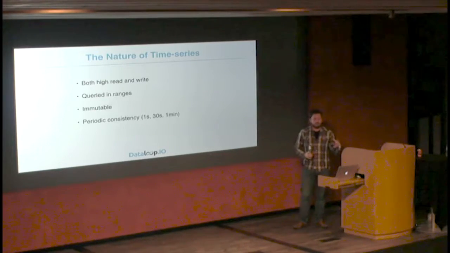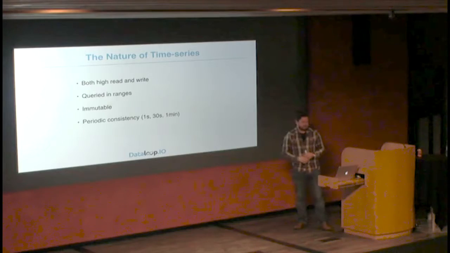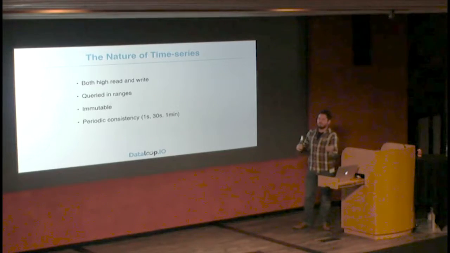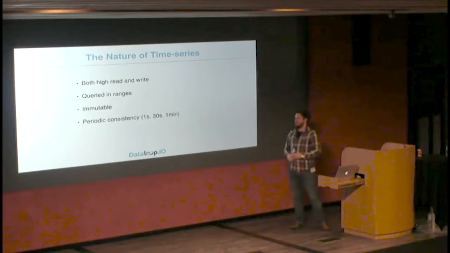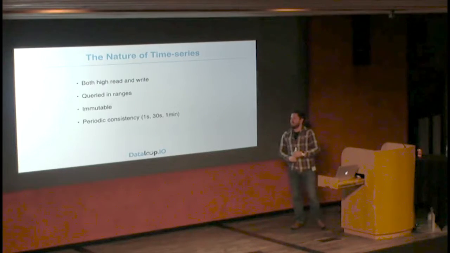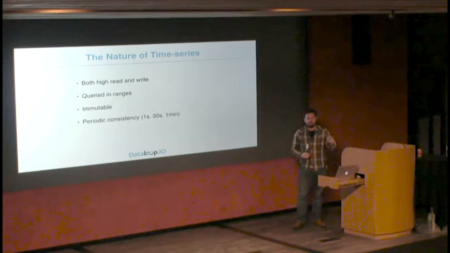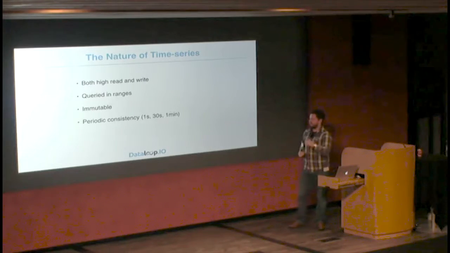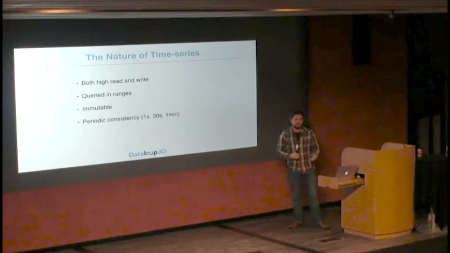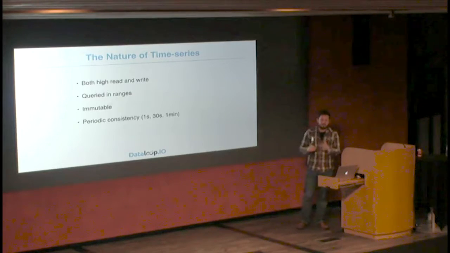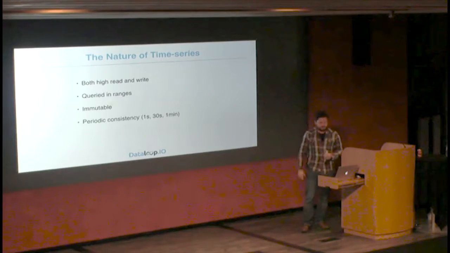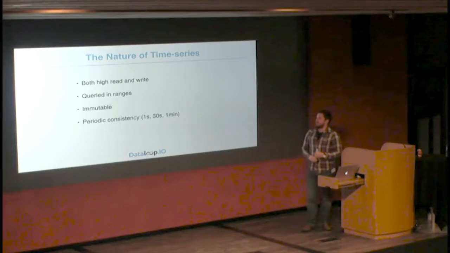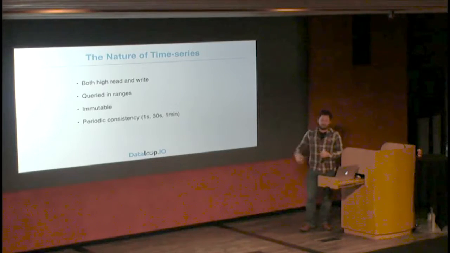But a couple of the good things is that the data is immutable. You don't tend to update any time series data as it's coming through. You write it once and then you move on to the next one. Another good one is it tends to have periodic consistency. As your time series data is coming in, it tends to come in at a certain rate, either every 1 second or every 30 seconds or every minute. It doesn't vary too often, apart from clock skews you might get. We tend to work around that in other ways.